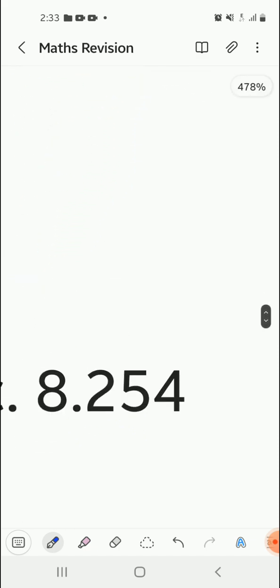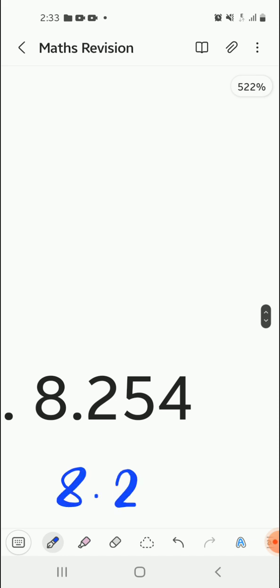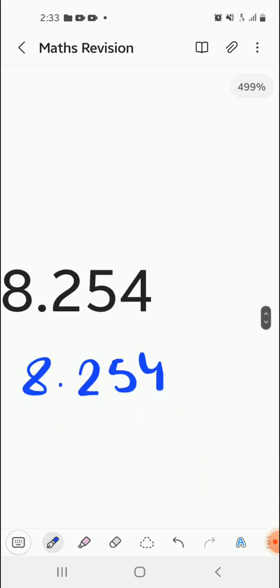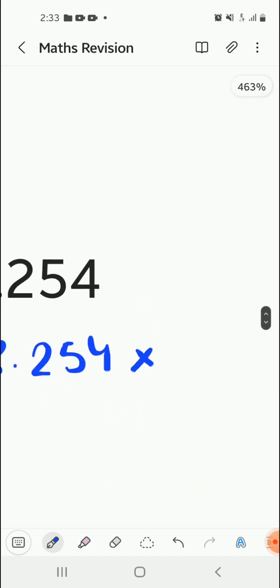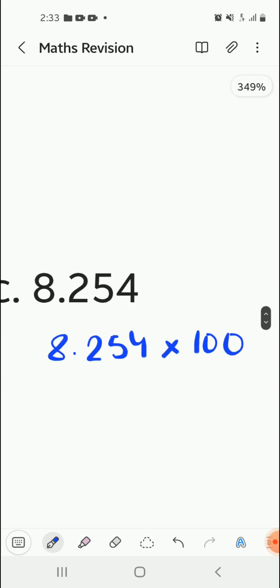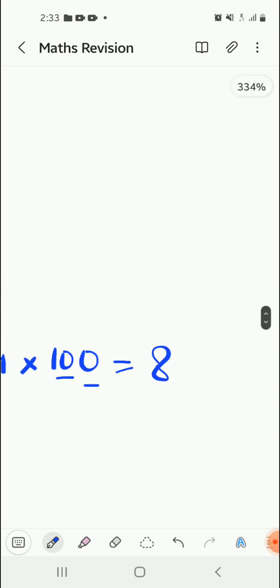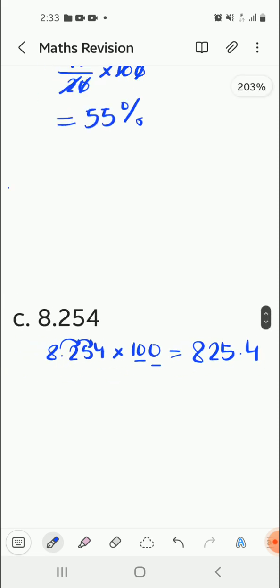Next, 8.254. And we need to convert it into percentage. So, into 100. Now, see, this is a simple mental math sum. 2 zeros. So, the decimal point shifts once, twice to the right. So it becomes 825.4. See, decimal point shifts twice.